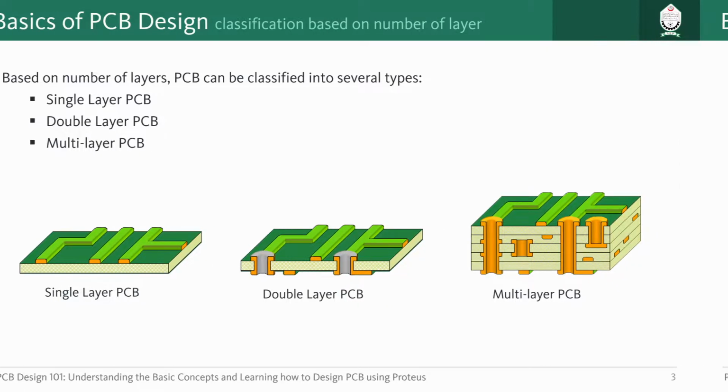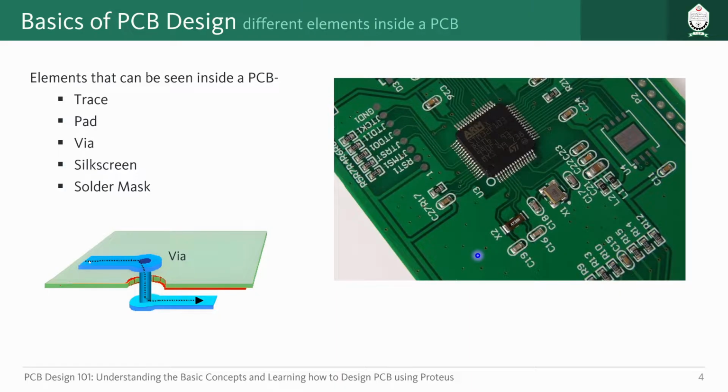Okay, and then before going into PCB designing, we need to know some common elements found in a PCB. So first of all, trace. What is trace? Traces are basically the wires or the copper lines we see in our PCB which connect the components like this. This is one trace, right?